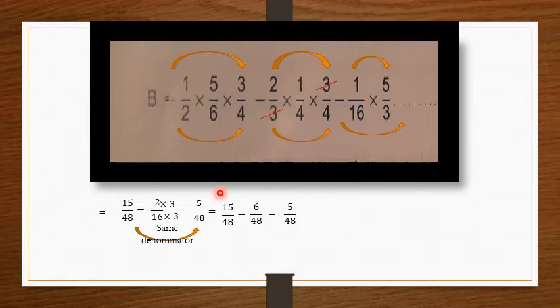We have here the same denominator, so what to do? I have to subtract normally. 15 minus 6 is 9, and then 9 minus 5 is 4, and we keep the denominator as it is. Okay, it's 4 over 48. Both are divisible by 4, so I divide to make an irreducible fraction. 4 divided by 4 is 1, and 48 divided by 4 is 12. Keep in your mind that I have to simplify when possible. Okay?